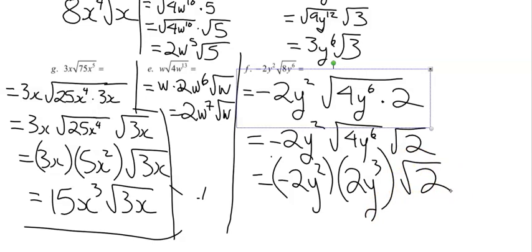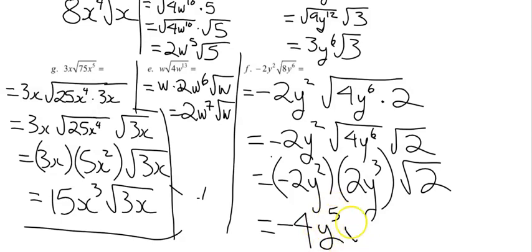Okay. Any observation here? Okay, and then we're just going to combine. So negative 2 times 2 is negative 4. Y squared times y cubed. When you multiply powers with the same base, you add the exponents. That becomes y to the 5th. And we got a root 2 in there. Okay, any questions? Comment? Concern? Okay, everybody good with that? All right.